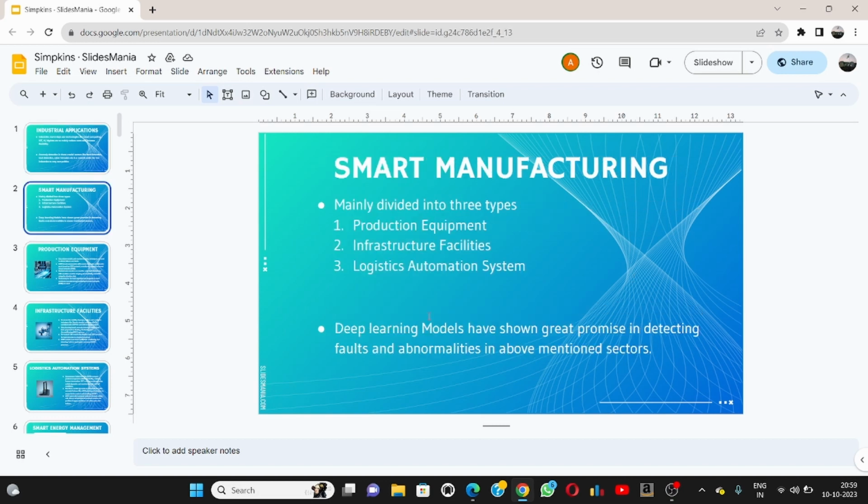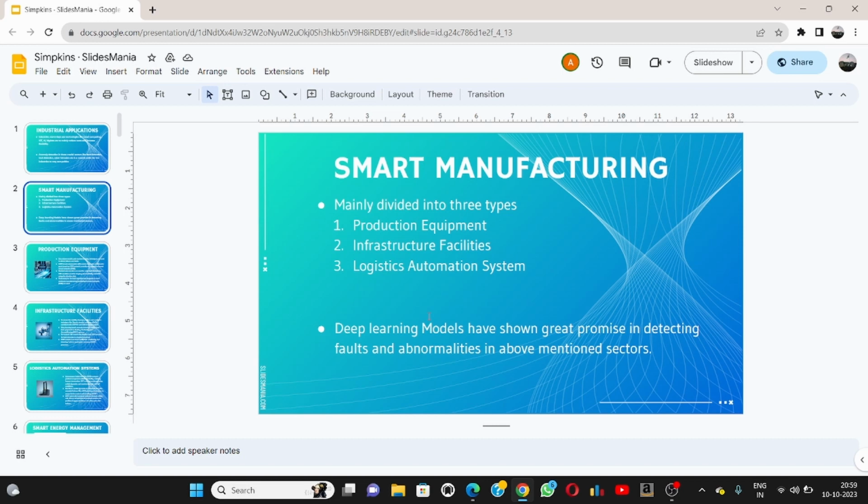Smart manufacturing. The idea of a smart factory conceptualizes a highly digitalized and connected combination of facilities and equipment that can improve productivity and quality through automation and self-optimization. In an automated manufacturing process, equipment conditions are most closely related to quality and productivity. So, in order to ensure this quality and productivity, smart manufacturing can be discussed in these three types: production equipment, infrastructure facilities, and logistics automation systems. Deep learning models have shown great promise in detecting faults and abnormalities in these three types.